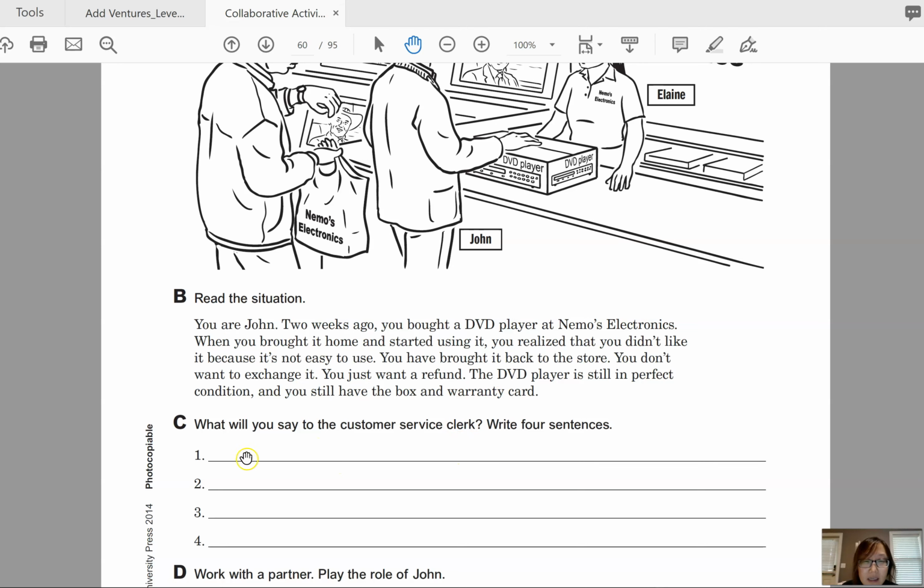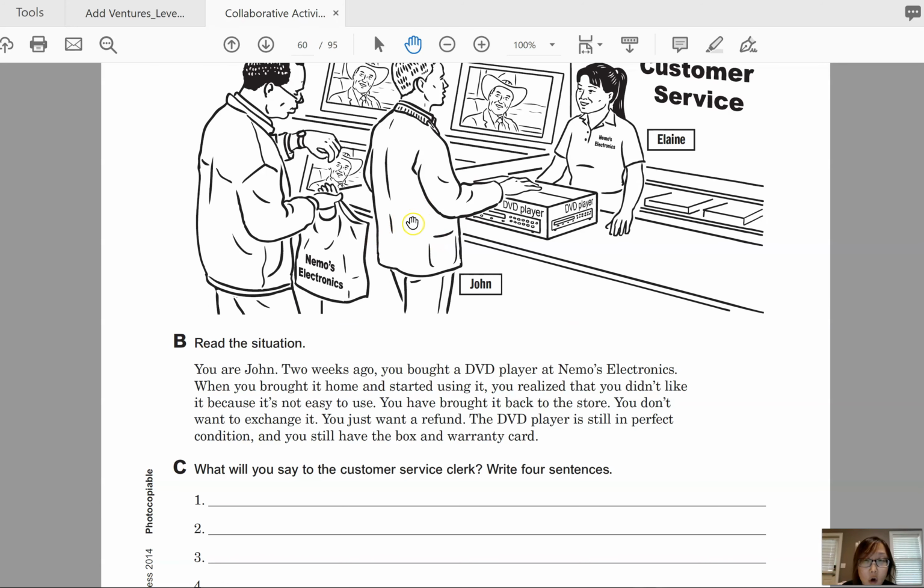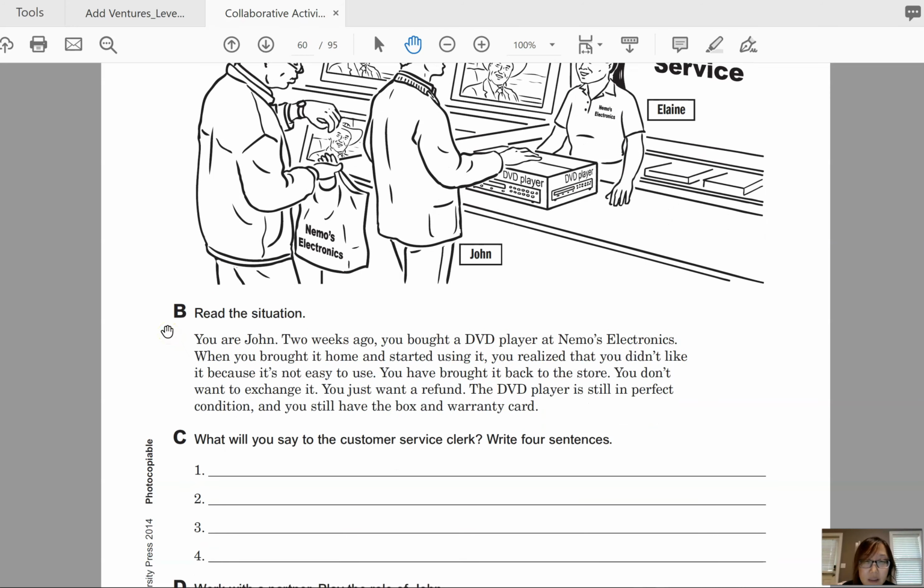Let's practice making sentences that John might ask or tell the customer service representative, Elaine. And this is really good practice because, as I mentioned, this is a situation that you are very likely to experience at some point in the future if you haven't already. So take some time to make 4 sentences, and you can pause the video and continue when you're finished.